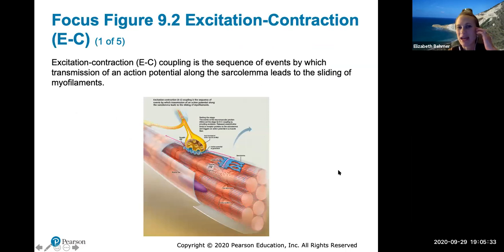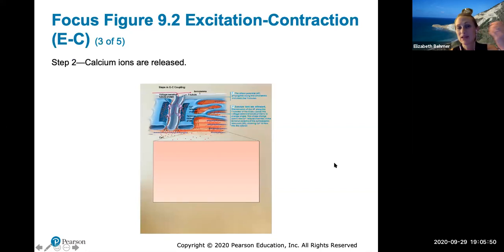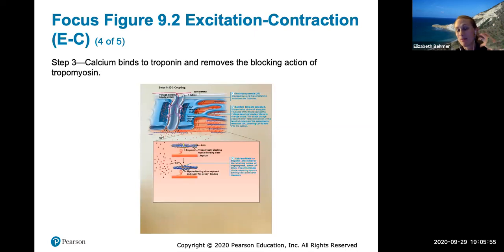So this is a look at excitation-contraction coupling, showing how the action potential travels down the sarcolemma and then into the T tubule, causing the sarcoplasmic reticulum, which is the lighter blue color, to release calcium. So here are the different steps. When the calcium ions are released, this is kind of where the magic of the contraction happens.